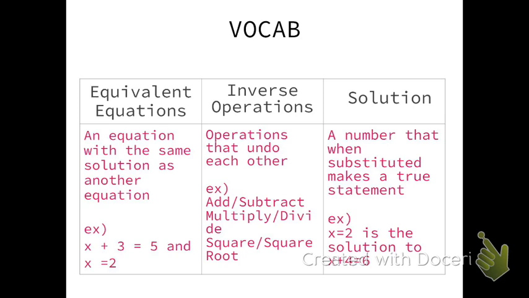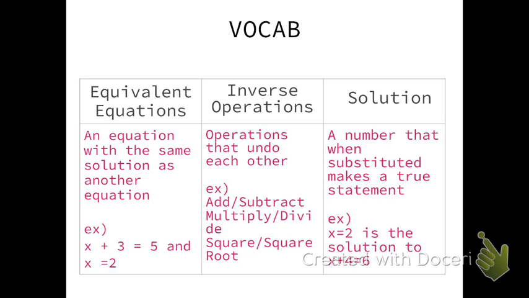As you're solving equations, you get from one step to the next by using inverse operations. Remember, those are things that undo each other. So if you need to undo addition, you use subtraction. If you need to undo multiplication, you use division. If you need to undo squaring something, you would use a square root.